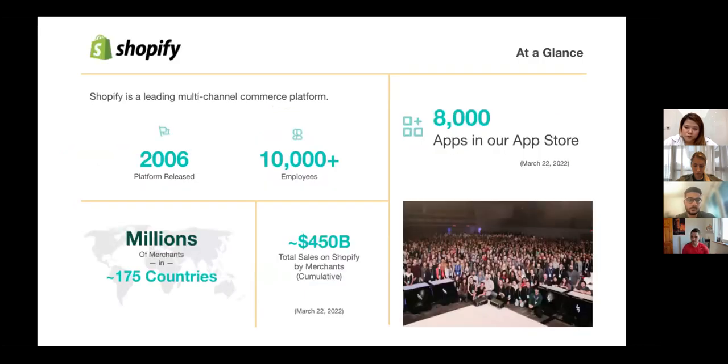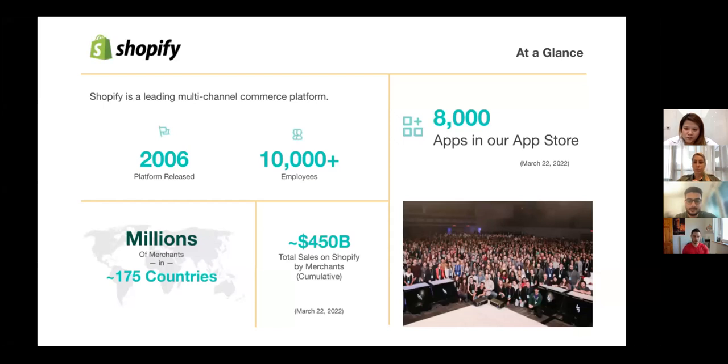I've done this slide before. There's always a little addition to it every time we come. It's just to give a very quick glance at Shopify and some of the key figures around it. The company is still relatively young. It only launched in 2006. Currently, we have over 10,000 employees based around the world. I think in November when I was here last, we had about 8,000 employees. So there is substantial growth in the company even in that short space of time.